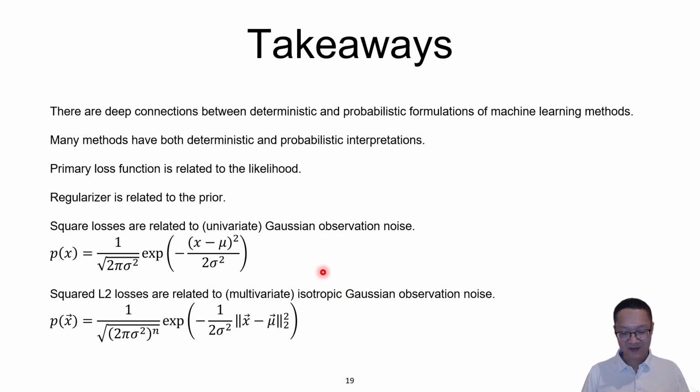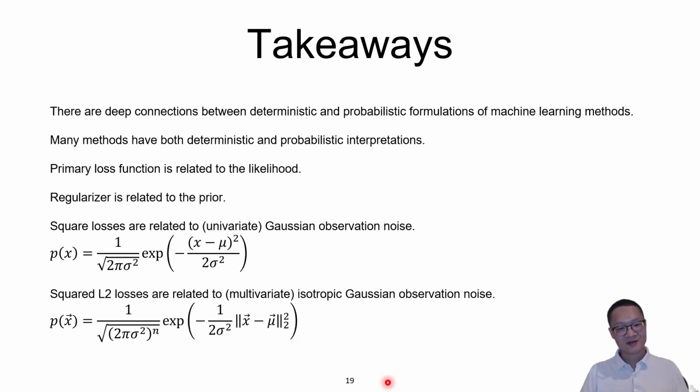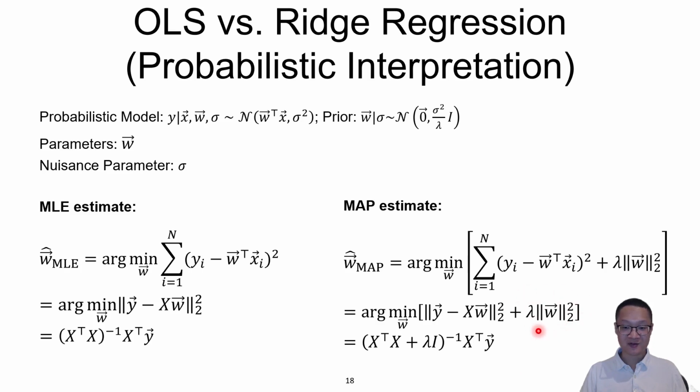Okay, so with all of that math, both for the deterministic case and the probabilistic case, here are the takeaways. In general, there are deep connections between deterministic and probabilistic formulations of machine learning methods. Many methods, including least squares, as you have seen, have both deterministic and probabilistic interpretations. Usually the primary loss function is related to the likelihood, so the probability of seeing the data given our parameters. And regularizers are related to the prior distribution of the parameters.